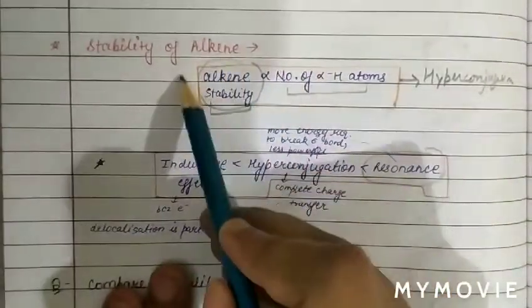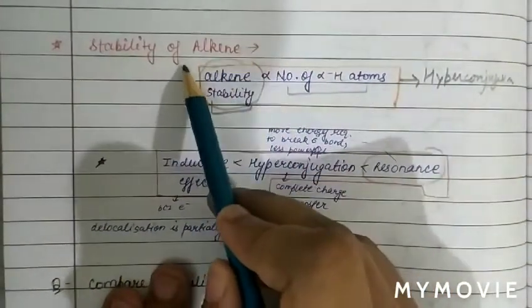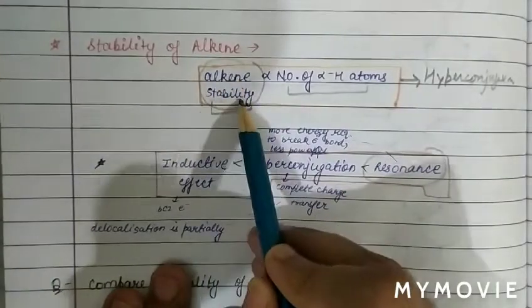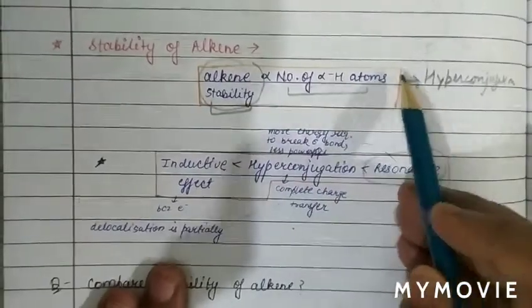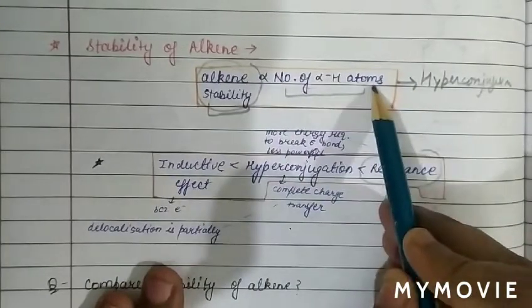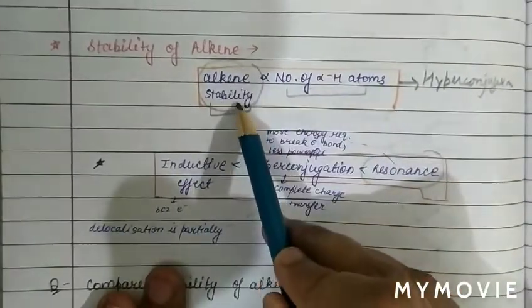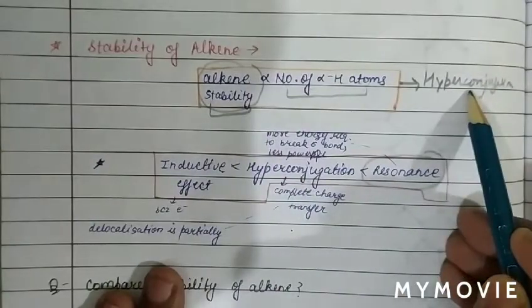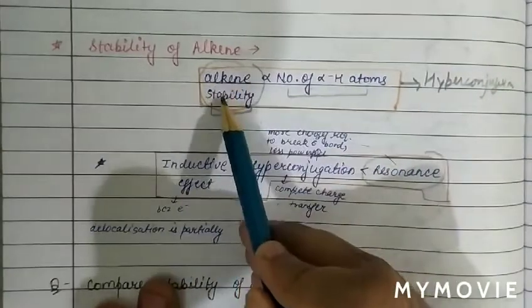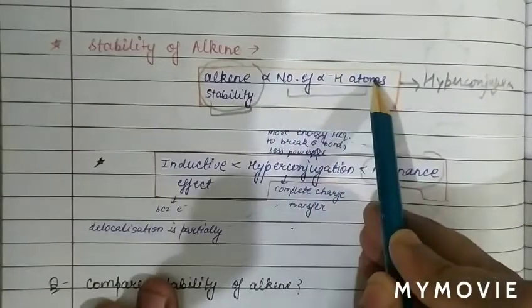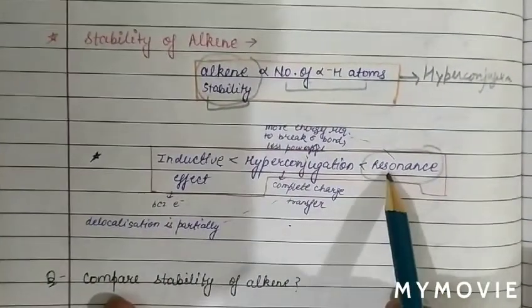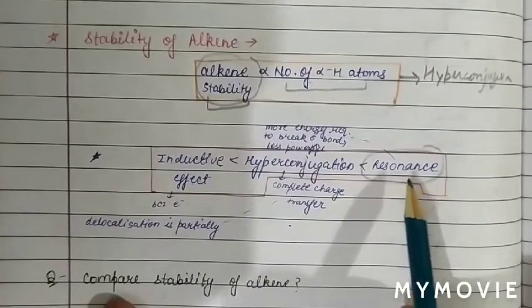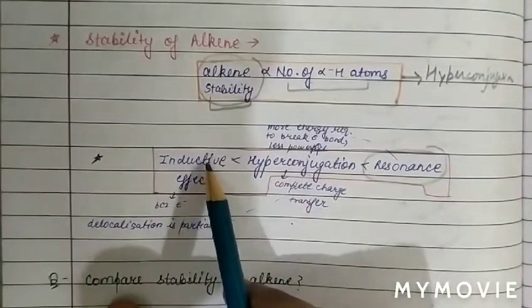So basically we are comparing the stability of alkenes. As we know, the stability of an alkene is proportional to the number of alpha hydrogen atoms. We compare the stability of alkenes on the basis of hyperconjugation. The order of dominance is: resonance effect is most dominant, then hyperconjugation, and then inductive effect.